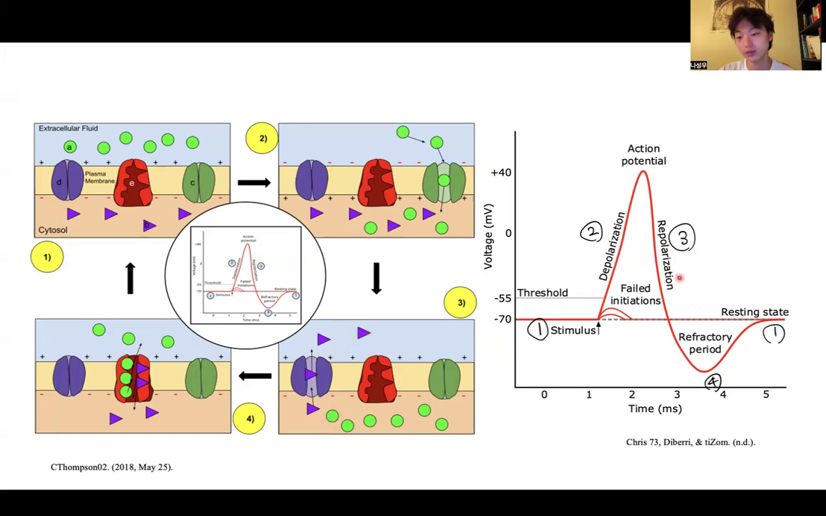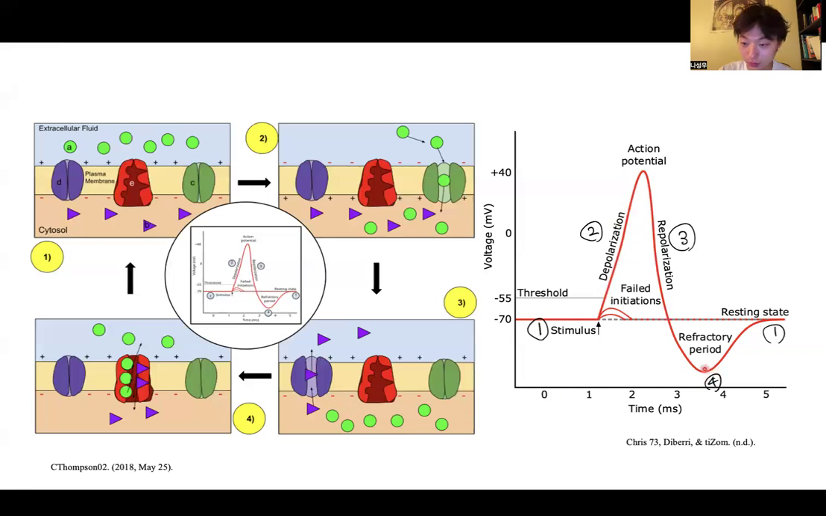This is called repolarization. The interesting thing is that the sodium channel will not open again until the potential goes beneath the resting state. This is called the absolute refractory period. So there can't be another action potential firing until the potential goes under the resting state.